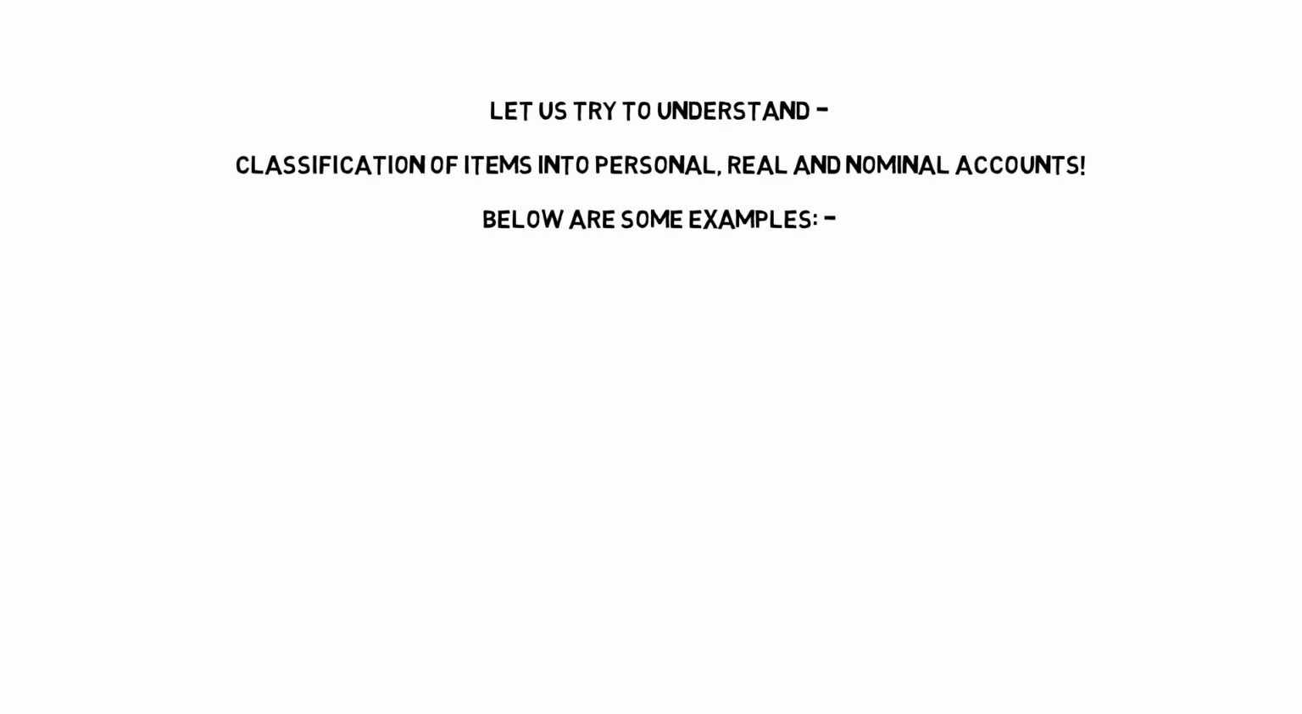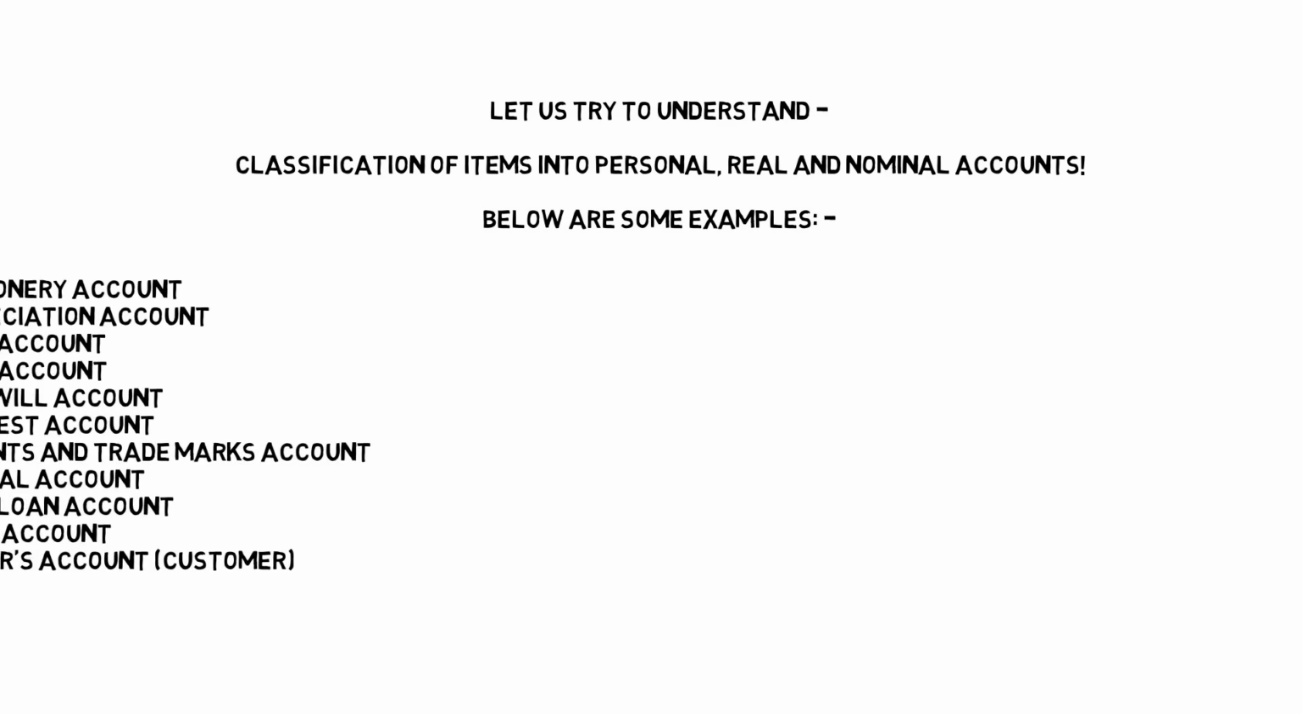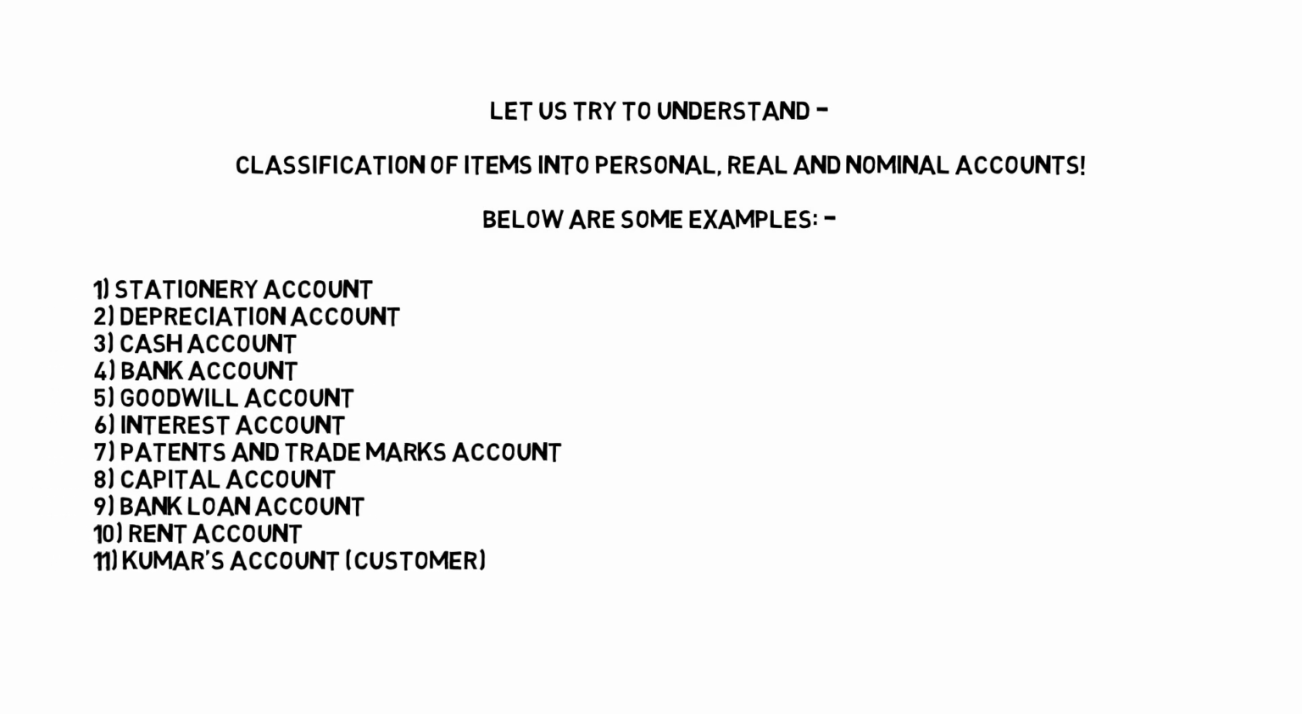Are they an asset? Are they a liability? Are they capital? Are they expense? Or are they revenue? And whether they fall under the criteria of real, nominal or personal accounts. So you have 11 items here, starting off with stationery account, which is by default an asset because it's a real account, because stationery is an asset in the organization, something that you would use probably in your business operations.